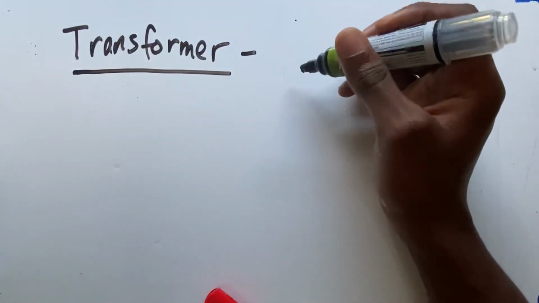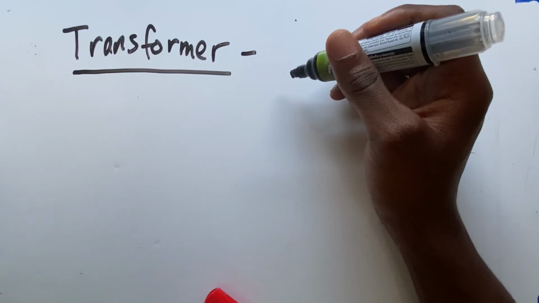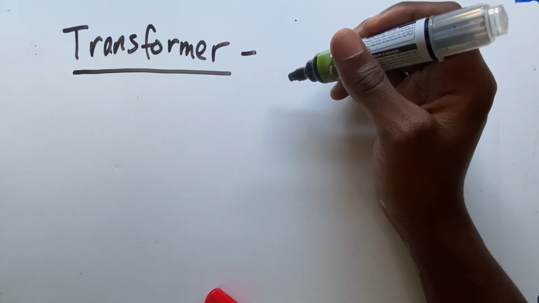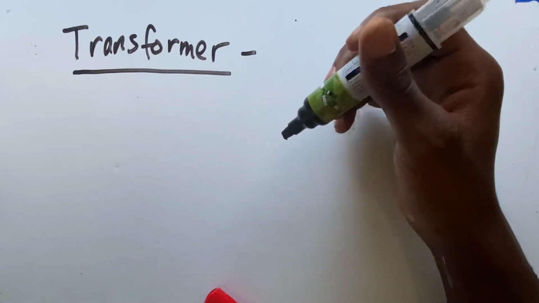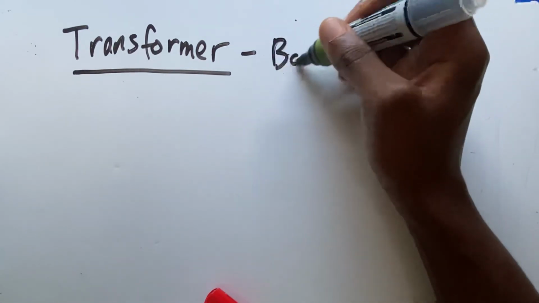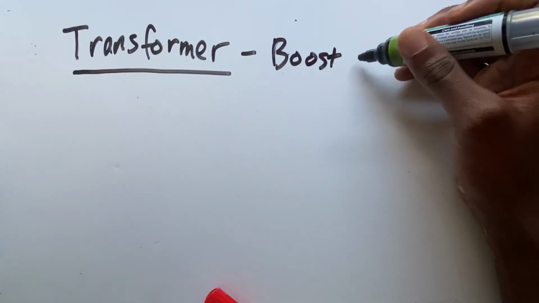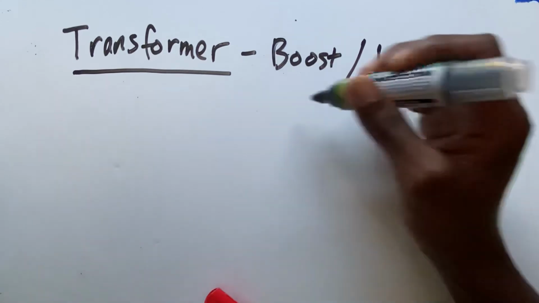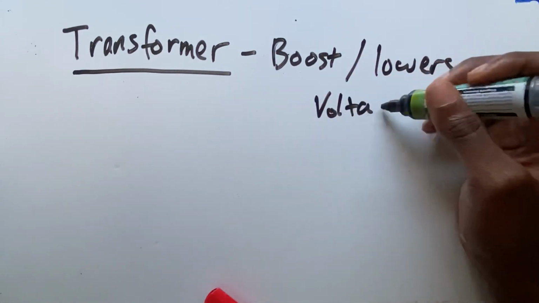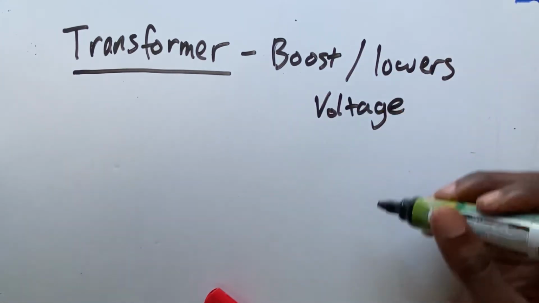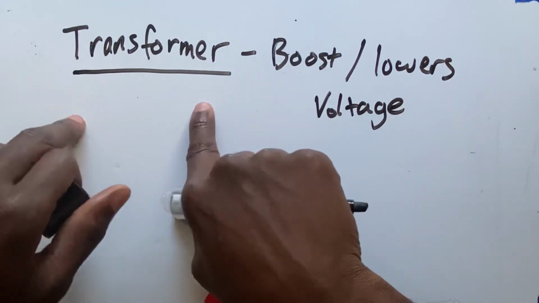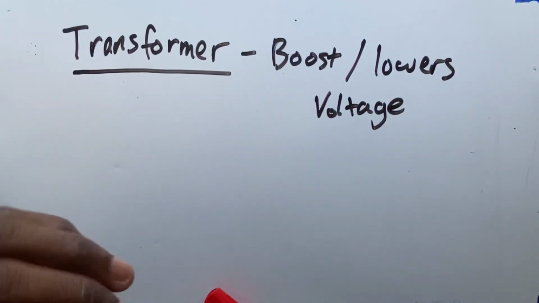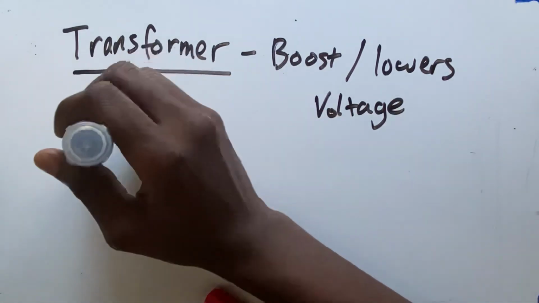A transformer is basically an electrical setup that either boosts or lowers voltage. So a transformer is some type of electrical setup that either boosts or lowers voltage. And for the most part, it looks something like this.